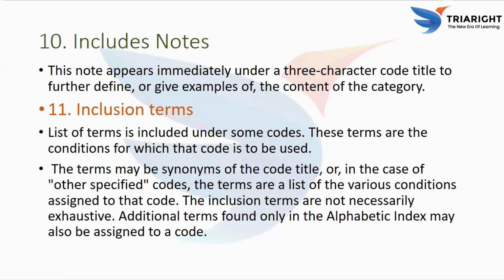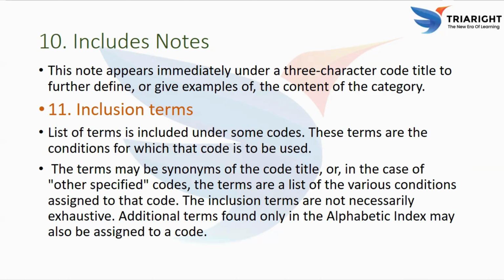Coming to the next convention, include. This note appears right below a 3-character code in the ICD-10 book. What does this include note explain? It explains what is covered in that category, or it gives examples of what belongs under that code. Think of it as a helper note that tells you this code includes these specific conditions, these specific symptoms, right?